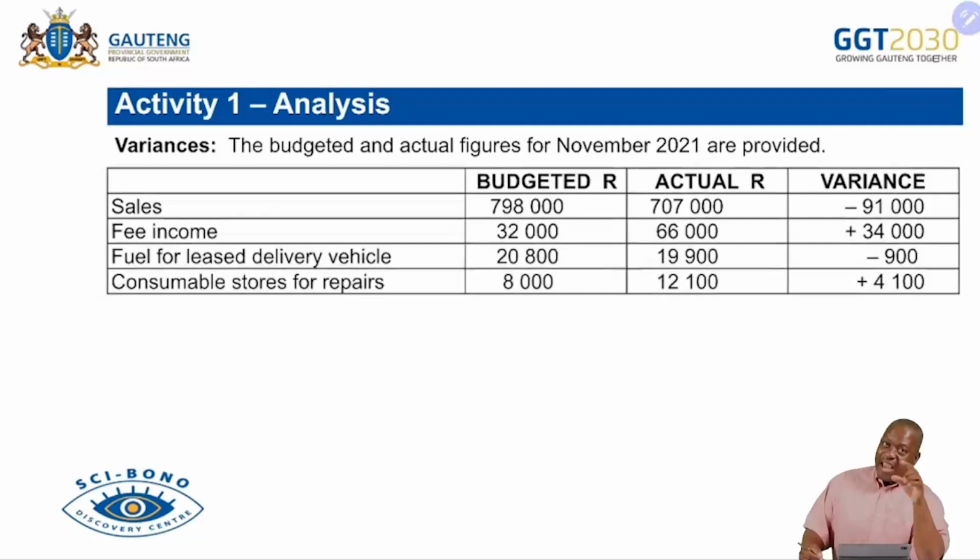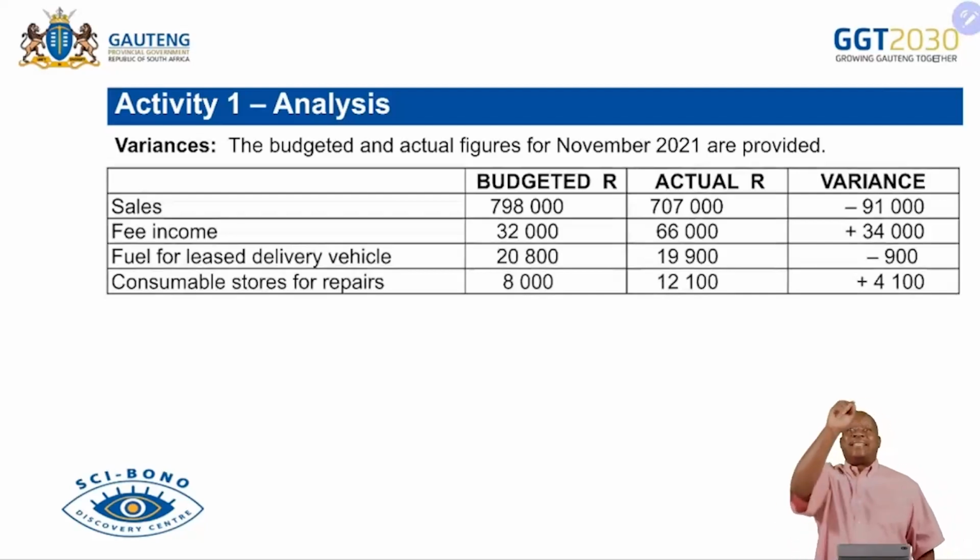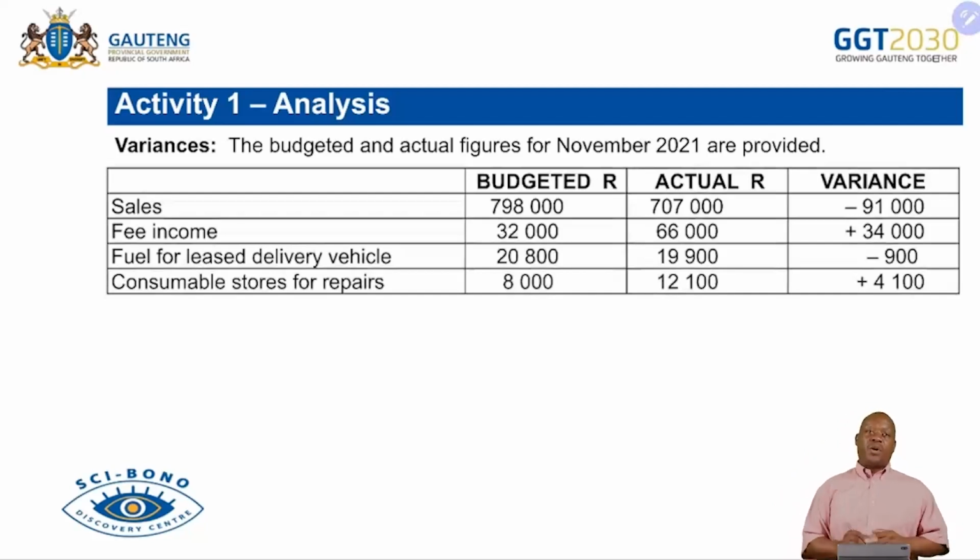And then, have we managed to deliver the same amount of goods? No. Our sales went down by 91,000. But do we have an equal, a proportional decrease in fuel? Fuel only decreased by 900. When our sales decreased by 91,000, fuel only went down by 900. Is that a cause for concern? Food for thought.